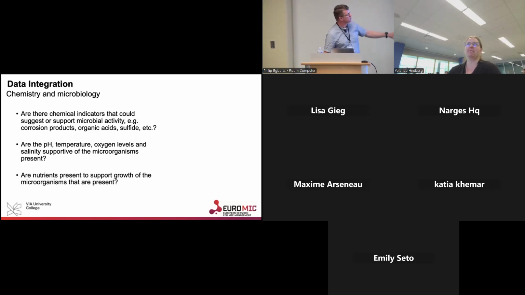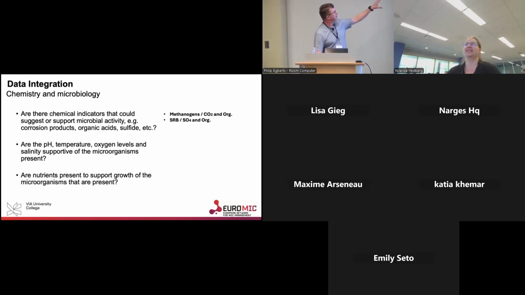So these are the questions we ask and try to come up with some supporting evidence. Are there chemical indicators that could suggest or support microbial activity? Yes, we saw methanogens in our assays, and we have CO2 there, and we have organic material, so they can actually live there. And again, we saw SRB in the water, and sulfate and organic matter is what they live from, and that was there. So that's plausible.